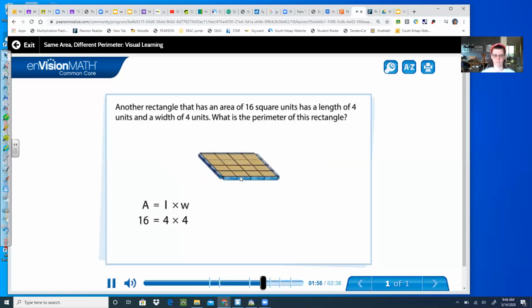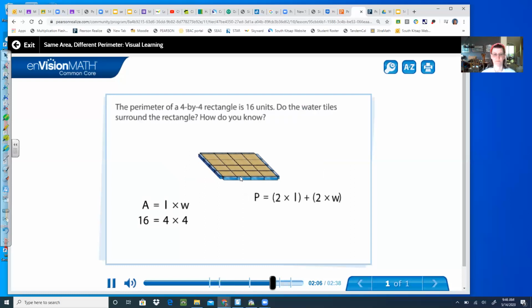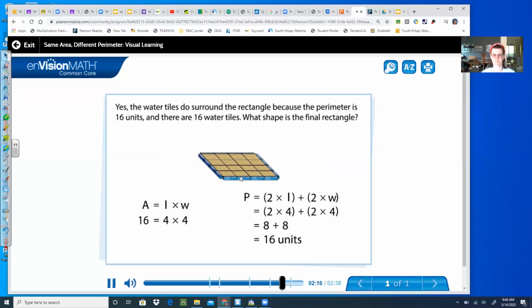Another rectangle that has an area of 16 square units has a length of 4 units and a width of 4 units. What is the perimeter of this rectangle? On this one, 4 plus 4 plus 4 plus 4 is 16. This one has the right perimeter. The perimeter of a 4 by 4 rectangle is 16 units. Do the water tiles surround the rectangle? How do you know? Yes, the water tiles do surround the rectangle because the perimeter is 16 units and there are 16 water tiles.